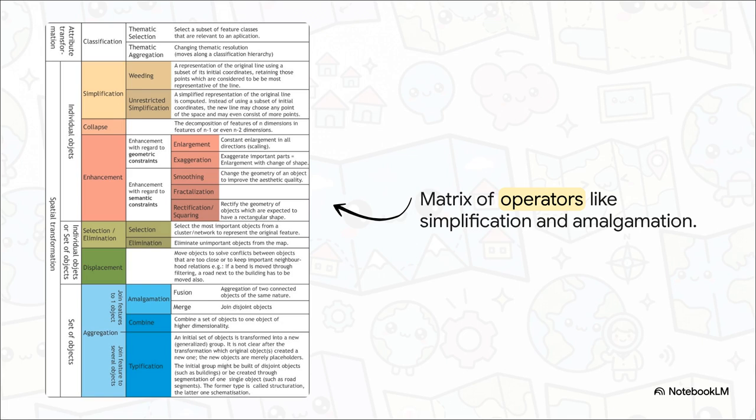That's amalgamation. Got a river and a road overlapping because the line thickness is just too wide at the zoom level? You use the displacement operator to nudge them apart. This is basically your fundamental vocabulary for solving visual conflicts.